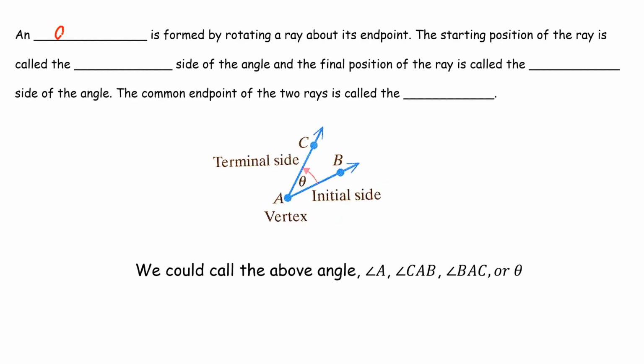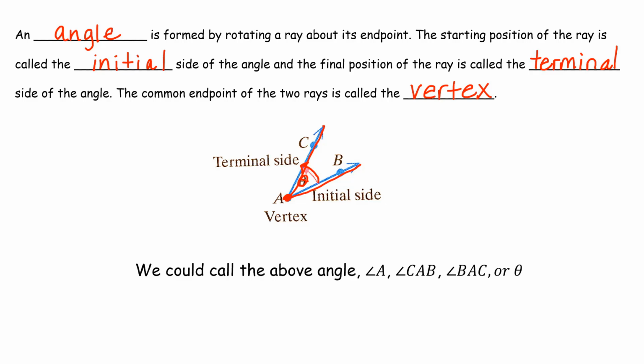An angle is formed by rotating a ray about its endpoint. The starting position of the ray is called the initial side of the angle, and the final position of the ray is called the terminal side of the angle. The common end point of the two rays, so right here is A, is called the vertex.